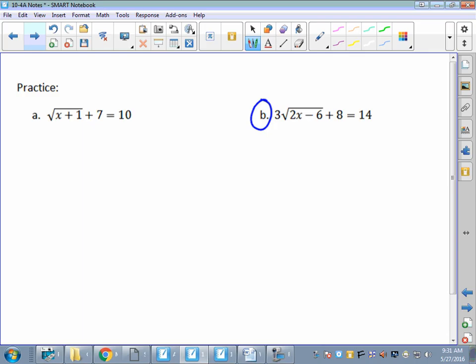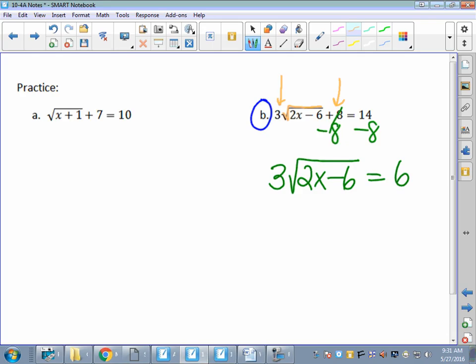Do you see the radical expression that we need to isolate? Here's my square root sign, so that means I'm going to need to get rid of the 3 and the plus 8. Which one's got to go first? Always add or subtract first, right? So when I subtract 8, I've still got a 3 times the square root of 2x minus 6 equals whatever 14 minus 8 is, which I think is a 6.